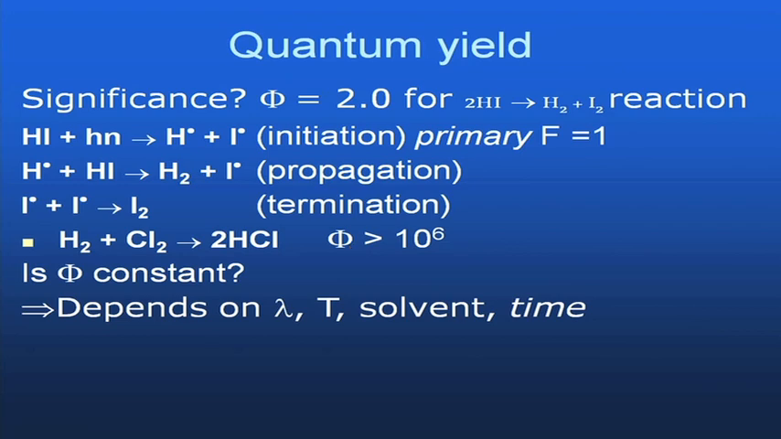So it is a kind of chain reaction. It is a chain reaction. That is why it is very high. So that means you just put in 1 photon and n number of molecules will be decomposed.